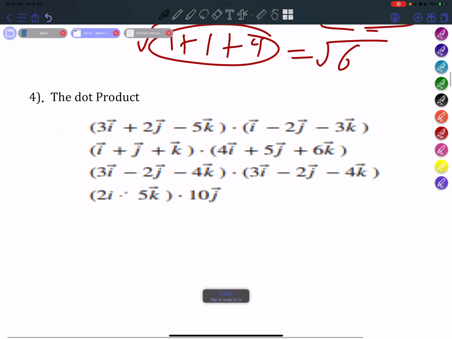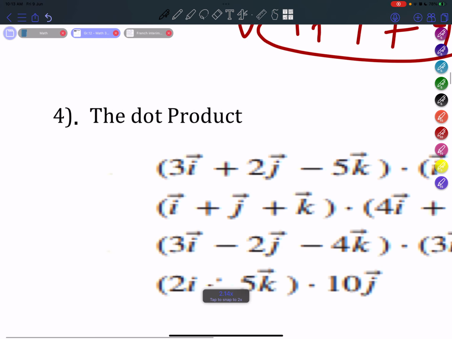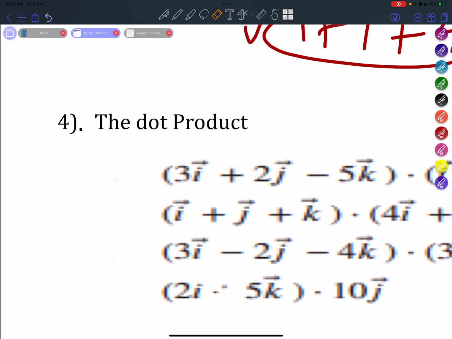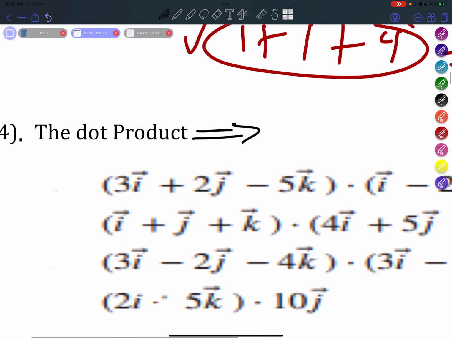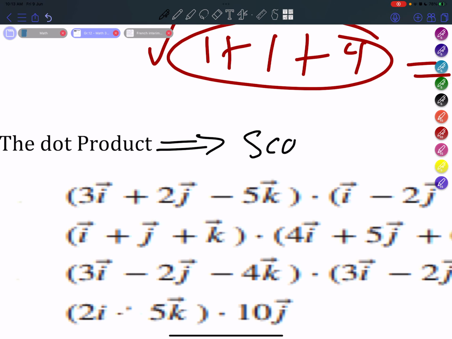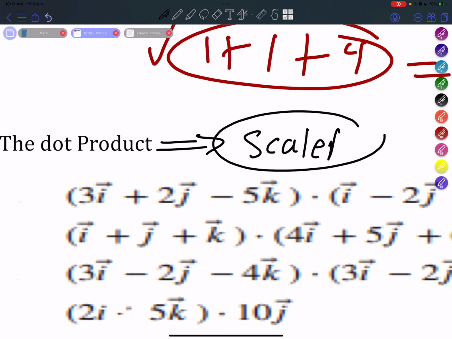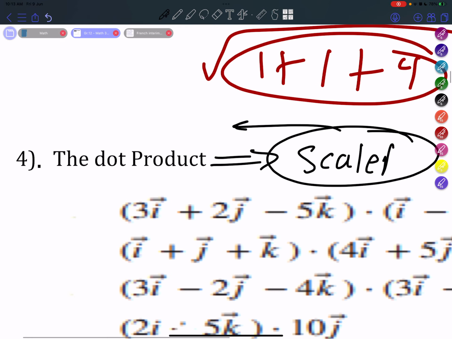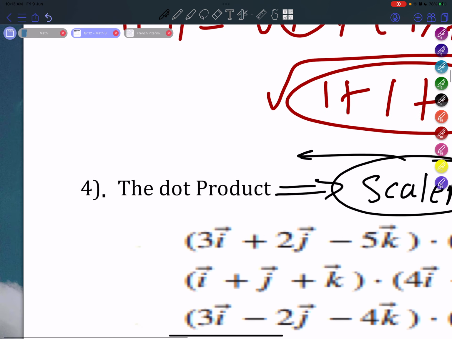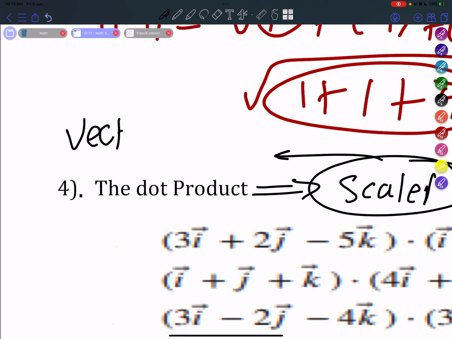Question 4, the dot product. The dot product is an interesting method. The only thing you have to know is that the dot product will give you a scalar value. What is a scalar value? A value that does not have a direction, which is the opposite of a vector value. A vector value has a direction.